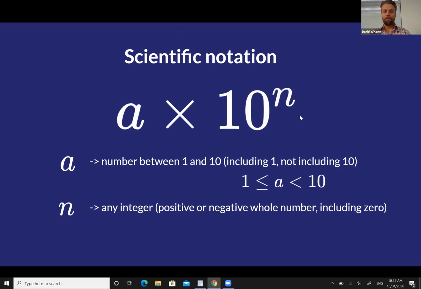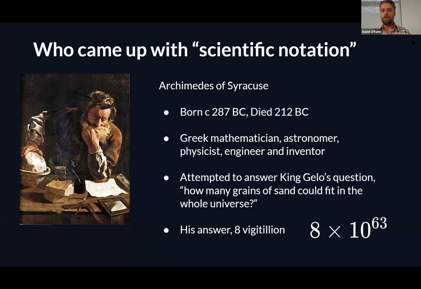So, who came up with scientific notation? Where did this come from? Historians have observed that Archimedes of Syracuse actually was someone who started using a form of scientific notation. Not scientific notation precisely, but he was working with this concept of really large and really small numbers. Archimedes is a very famous Greek mathematician, astronomer, physicist, engineer, and inventor. He's credited with a lot of different mathematics discoveries, especially the work in circles.